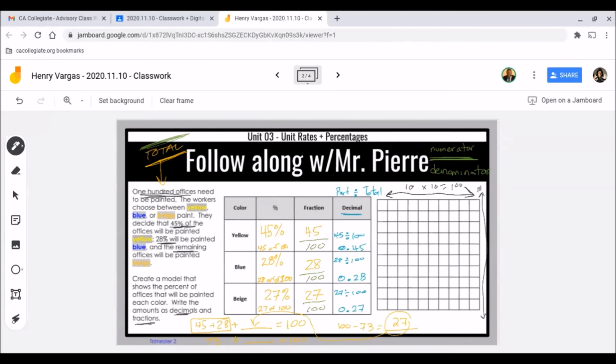Now, the last thing that we need to do is our model. So I'm going to choose my highlighter. And when it comes to the yellow, we know that one row is equal to 10. So I'm going to shade in 10. I'm going to shade in another 10. That's 20. Shade in another 10. That's 30. Shade in another 10. That's 40. And then I'm going to shade in 1, 2, 3, 4, 5, because it's 45.